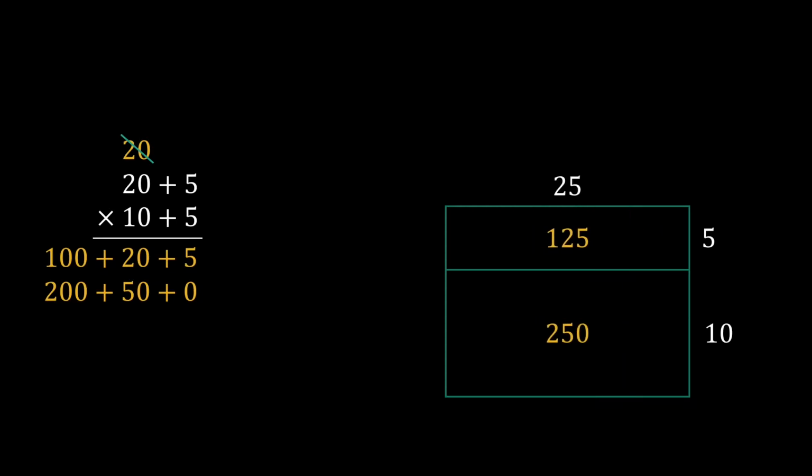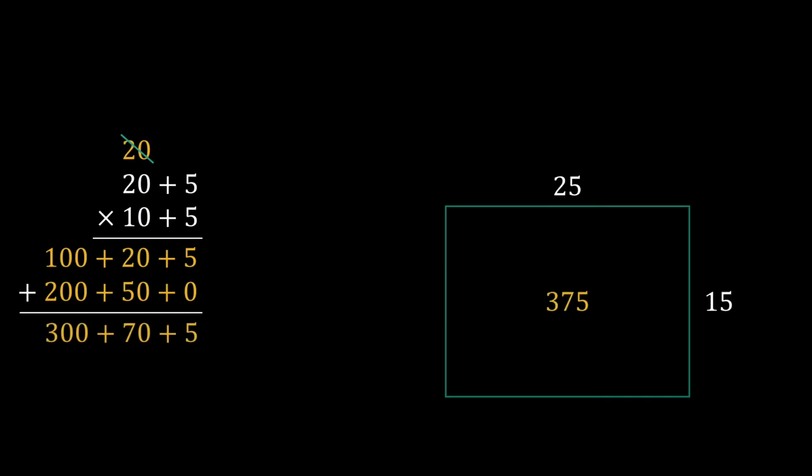So now we could realize, what do we do with these two numbers? Well, realize that each of these numbers are just one of the rows of the rectangle. So we could just add them up to get the area of the entire rectangle, or also the answer to 25 times 15. And there we go.